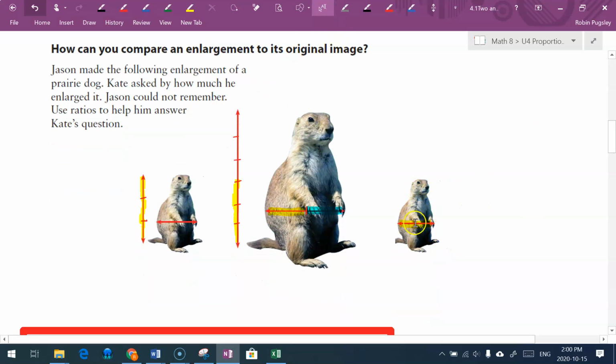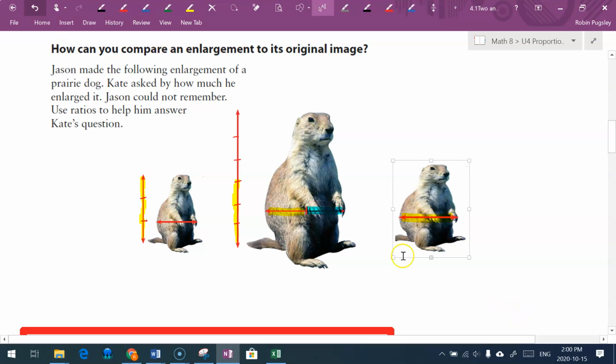There we go. If I only double the height, we can see it's not in proportion anymore. But if I only double the width, again, it's not in proportion. So whatever I do to one, I have to do to the other. What if I added 1 unit to the height and I added 1 unit to the width?